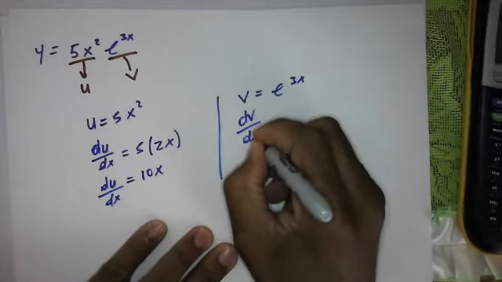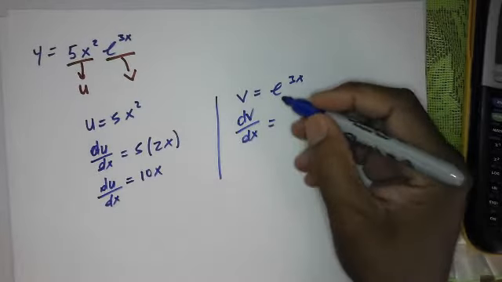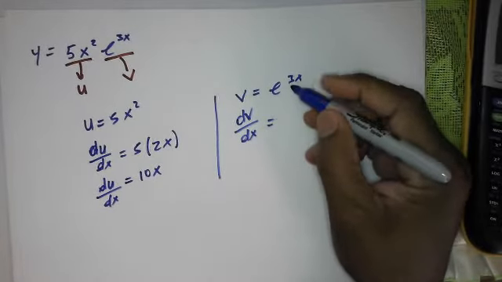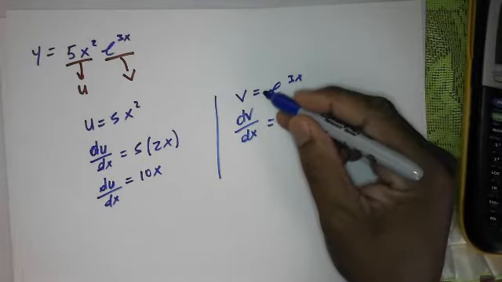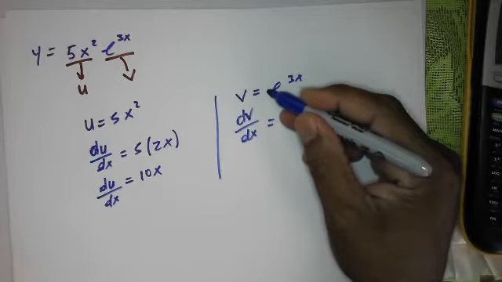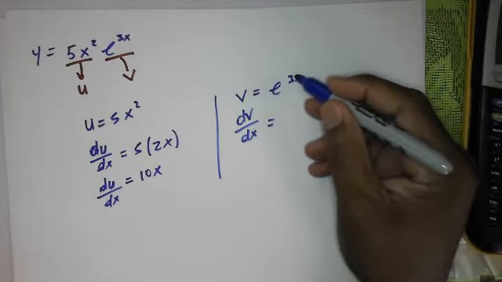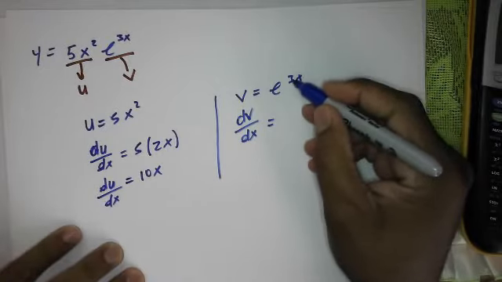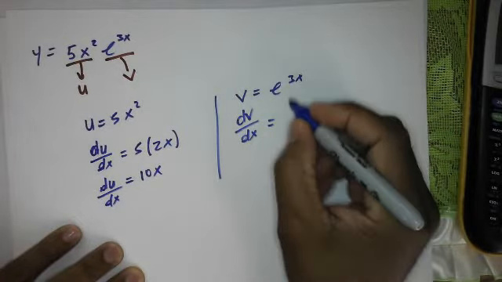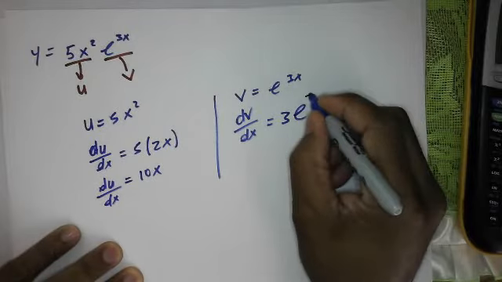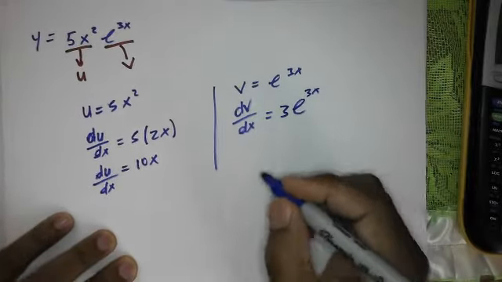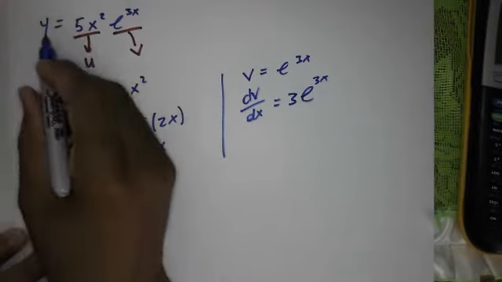So dv by dx equals, whenever you're differentiating e to the x, you're only bringing the coefficient of the x in the exponent to the front. Okay, so when you differentiate e to the x, that is just e to the x, because the coefficient of the x here would be 1. Now the coefficient of this 3x is 3, so I take the 3 to the front, and this would be e raised to my original exponent, which is 3x.